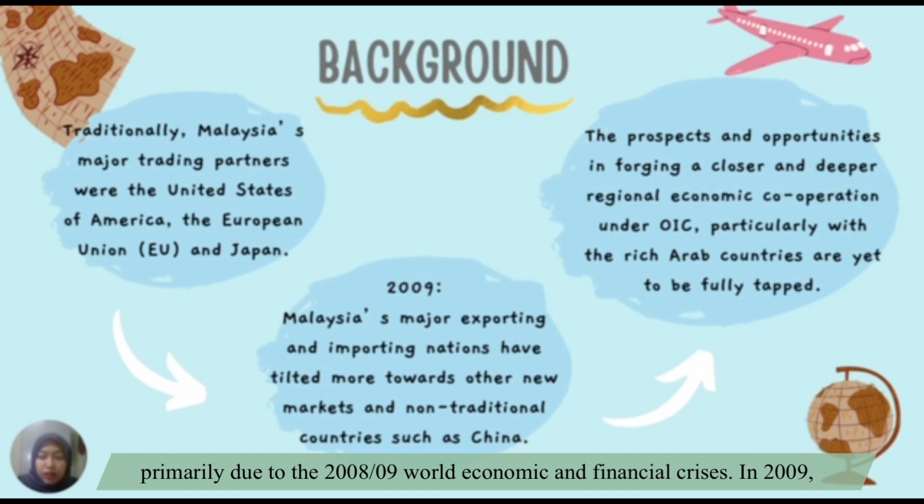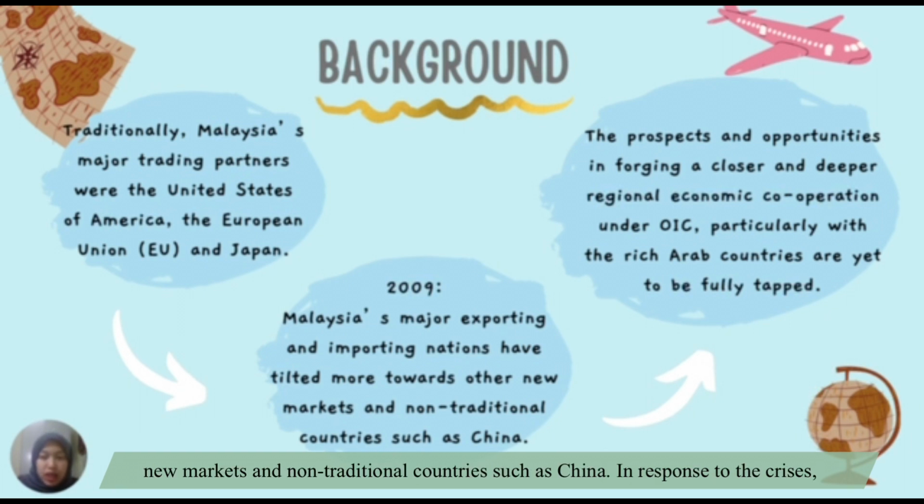In 2009, Malaysia's major exporting and importing nations tilted more towards other new markets and non-traditional countries such as China. In response to the crisis, the Malaysian government embarked on a new strategy to shift its trade dependency from the traditional markets and explore new markets for exports and imports.